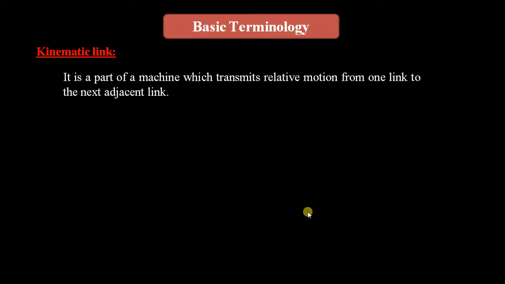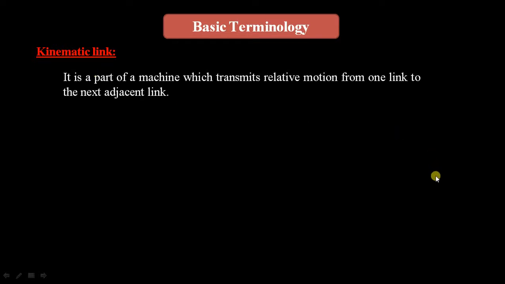It is a part of a machine which transmits relative motion from one link to the next adjacent link. That means it is a part of a machine which transmits the motion from one part to another part. So whatever part we are considering, through which we are transmitting the relative motion from one part to another part, those parts can be called a kinematic link. And we call it a kinematic link whenever it is able to transmit the required relative motion that should take place between two parts. Then only the link can be called a kinematic link.